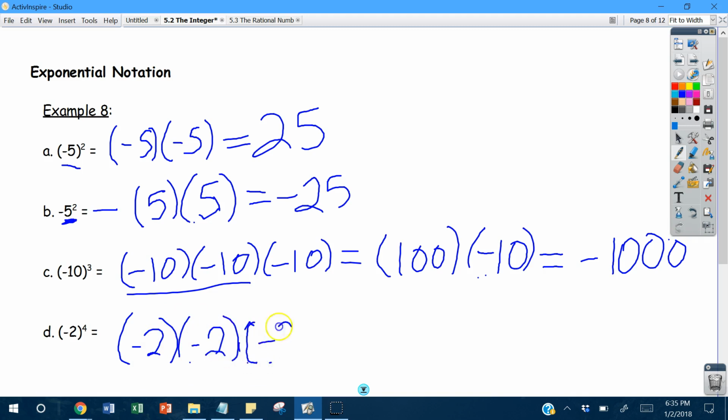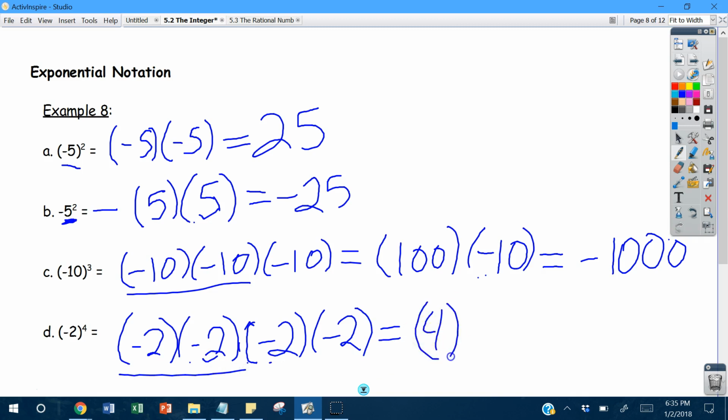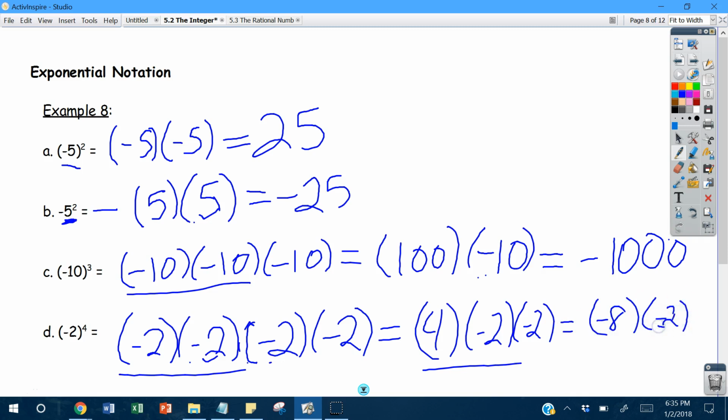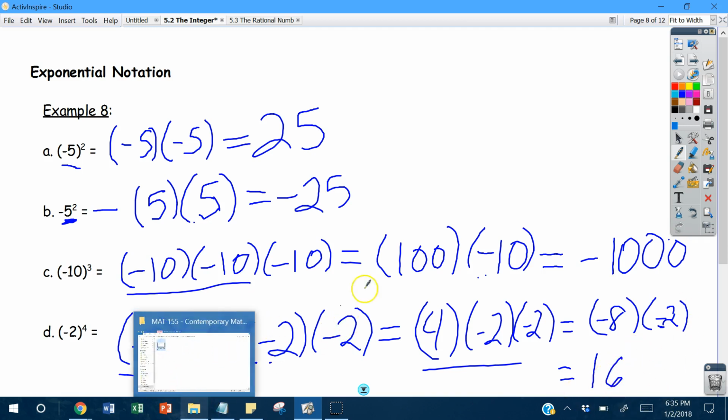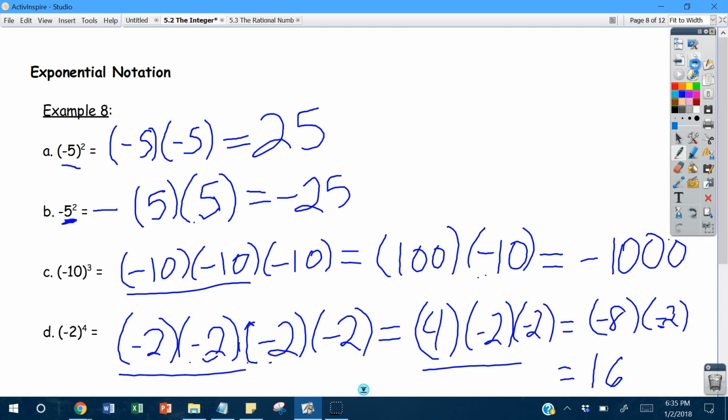Sorry, my pen's not quite working well. So negative 2 times negative 2 times negative 2 times negative 2. And I'll do that multiplication. So negative 2 times negative 2 is 4, times negative 2 times negative 2. So if I do that multiplication, I get negative 8 times negative 2. And then negative 8 times negative 2 is positive 16. So notice in that case, I'm multiplying 4 negative numbers, and they end up canceling out to a positive answer. So that's how I would work with those exponents.